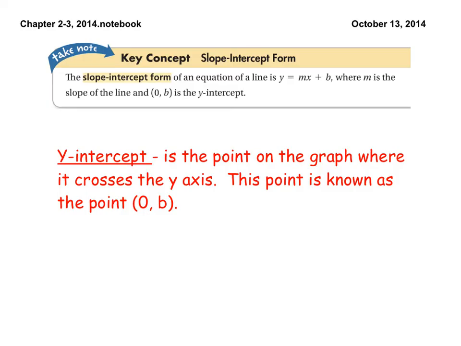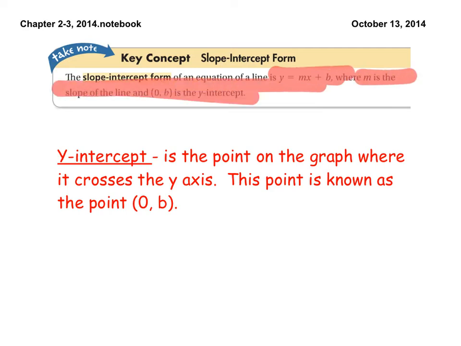Now, the slope-intercept formula of the equation of a line is y equals mx plus b. So important, mx plus b. m is known as your slope, and the b value is known as your y-intercept. Now, the y-intercept is the point on the graph where it crosses the y-axis. It is (0, b).